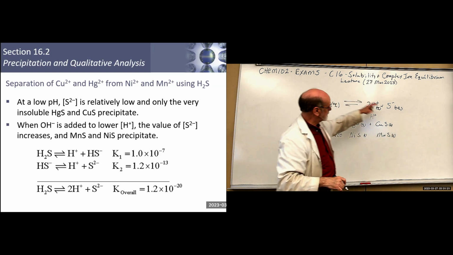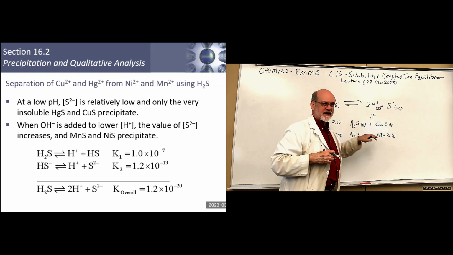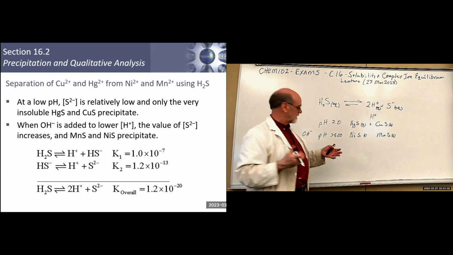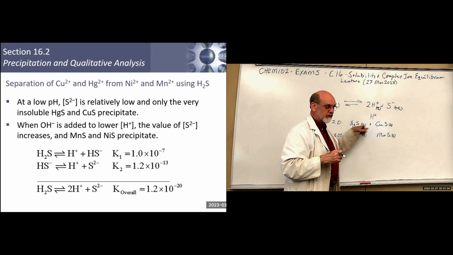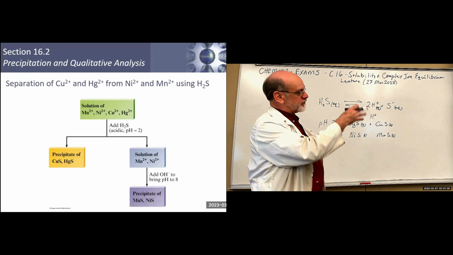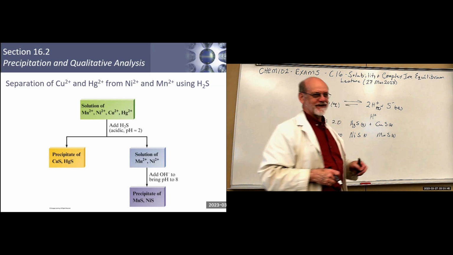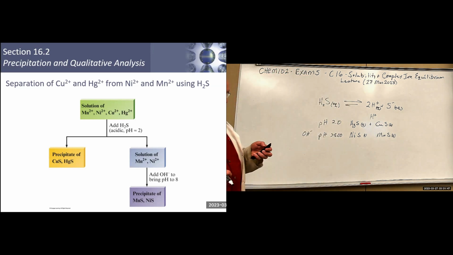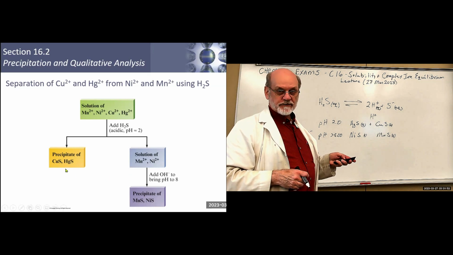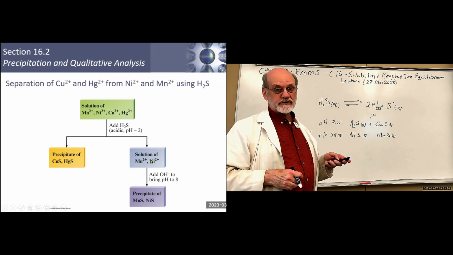Because now we've increased the amount of sulfide so that the Q value for these now exceeds their K value. The K value for these is higher than for those by several orders of magnitude. And this will be a flow chart for doing it. Oh, that was a good guess, pH 8. So you would get these first two out at pH 2, and then all you have to do is just add hydroxyl.